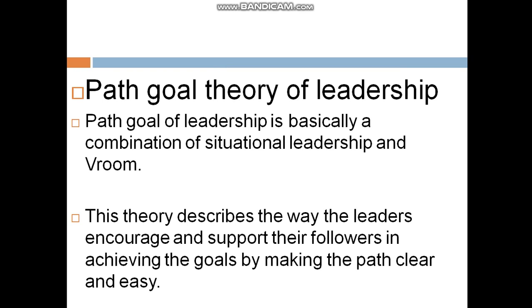This theory describes the way the leaders encourage and support their followers. Encourage and support for what? For achieving the goals, by making the path clear and easy. For achieving the goal, the leader makes the path clear and easy. That is the path goal theory of leadership.